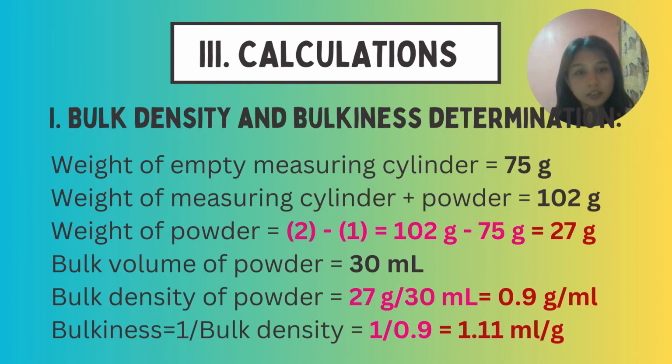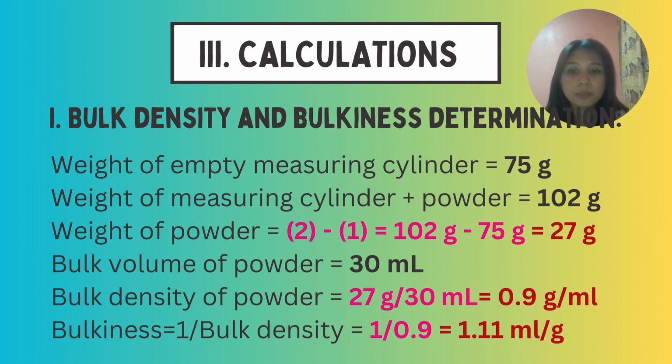Now, for the calculations, we have the calculations for bulk density and bulkiness determination. For the value of weight of empty measuring cylinder, it is already given, which is 75 grams. And for the weight of measuring cylinder plus powder, which is 102 grams. Now, we will get the weight of the powder, which is weight of measuring cylinder plus powder minus weight of empty measuring cylinder, which is 102 grams minus 75 grams, equal to 27 grams, which is now the weight of the powder.